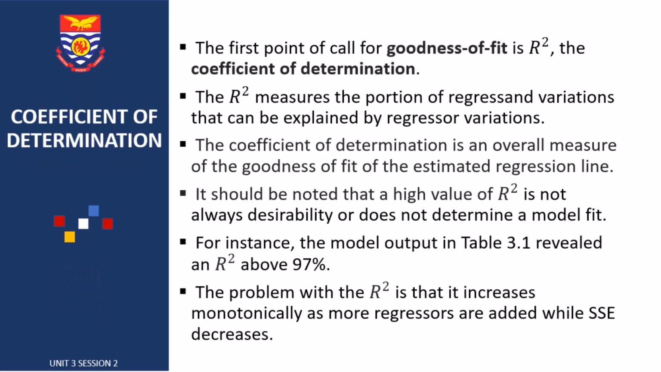The coefficient of determination, or what we call the R square. In regression analysis, the first point of call for diagnosing our model, that's the goodness of fit, is the R square. That is simply the coefficient of determination. The coefficient of determination, unlike the correlation, which is the R, measures the portion of the variations in the dependent variable, or the regressand, which are being explained by the regressors or the predictor variables. The coefficient of determination is an overall measure of goodness of fit of the estimated regression line.